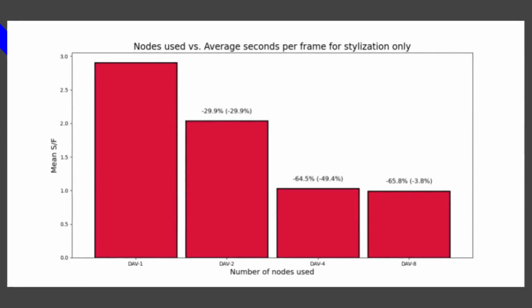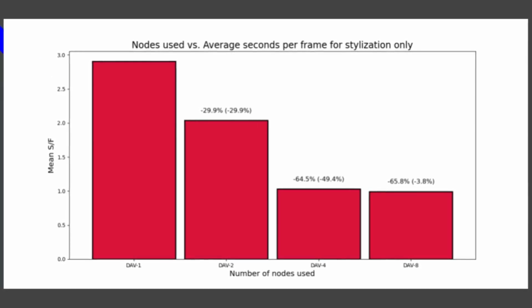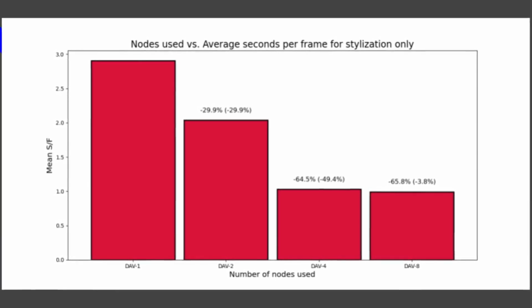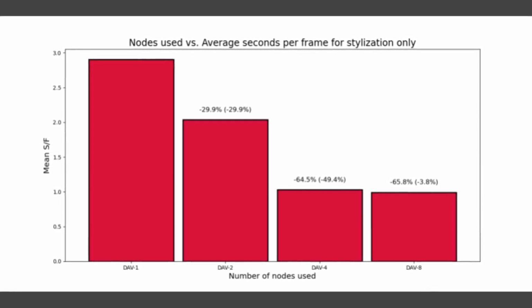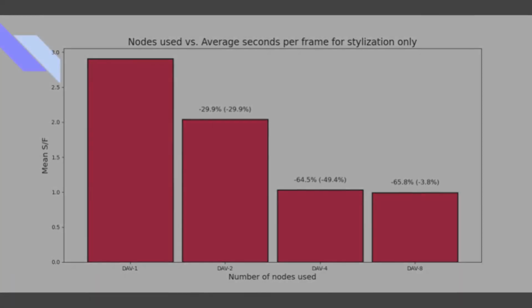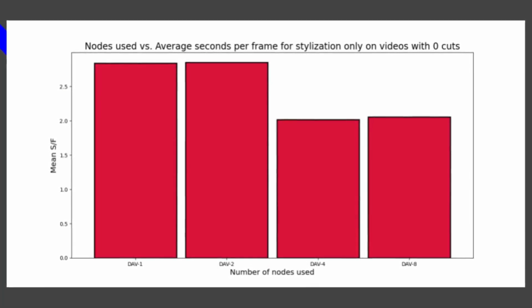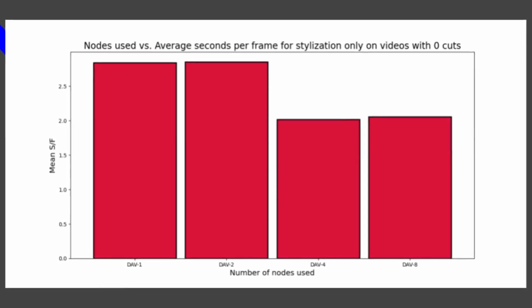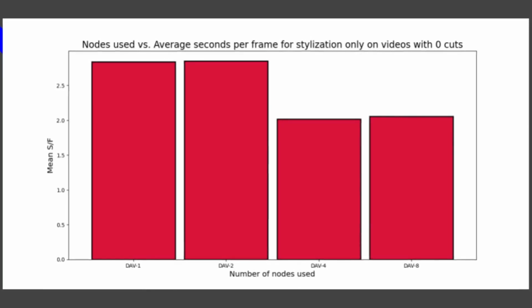Stylization is a different story. On average, for the dataset I used, the actual time spent performing stylization after optical flow was calculated was virtually identical between DAV4 and DAV8. This is the source of the diminishing returns effect. It's even easier to see when looking at stylizing the subset of videos that have no cuts. By definition, these should take the same amount of time to stylize regardless of the cluster size I used.